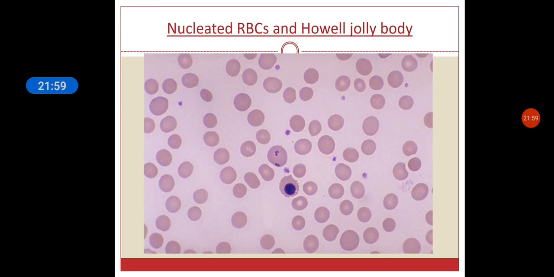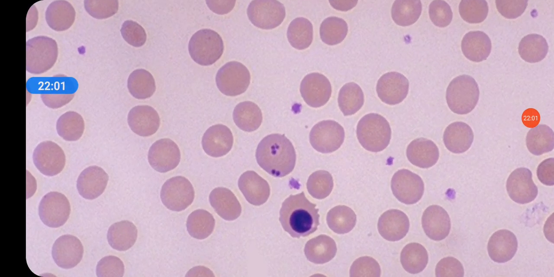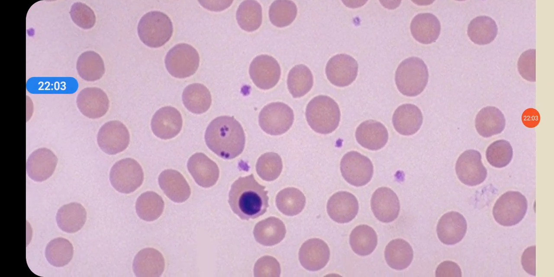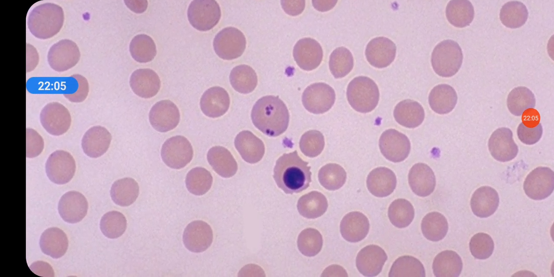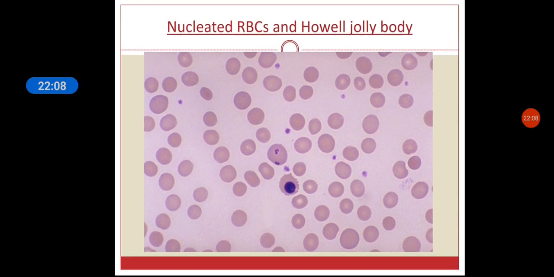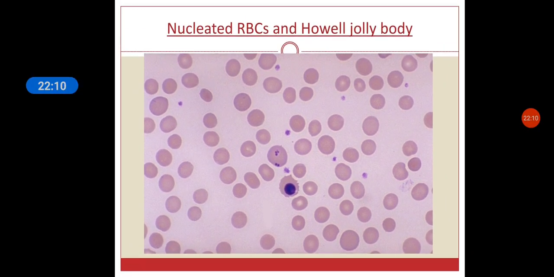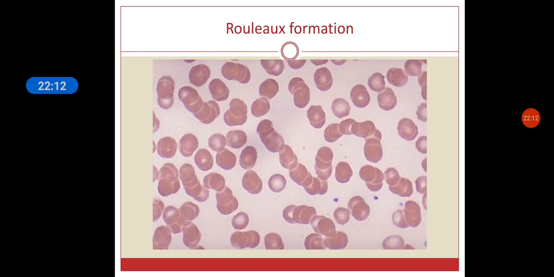The same picture, nucleated. And if you can appreciate here, this is the Howell-Jolly body. These are inclusion bodies within the RBCs. That is called Howell-Jolly bodies. This is rouleau formation. What is rouleau formation? It is nothing but stacking of RBCs. I told you earlier, like a coin, it just sticks to each other. Okay, this is usually seen in multiple myeloma, in cases of heavy paraproteinemias, all those conditions.